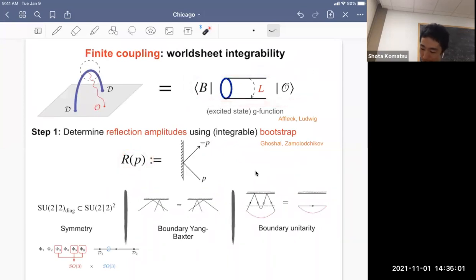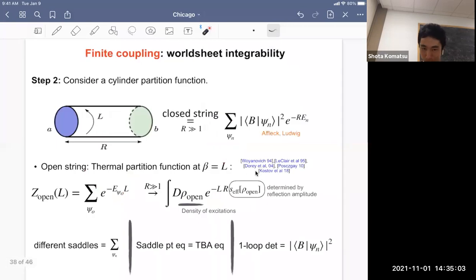object. So the idea of how to compute this object is to use the channel duality, which is very common in string theory, string worldsheet. So the idea is to consider a cylinder partition function in the limit where this length becomes infinite. And in this limit, if you expand the cylinder partition function in this channel, then you get the sum over states. And in particular, when R is very, very large, this sum is, for example, dominated by the ground state. And that case is the particular case studied by Affleck and Ludwig.